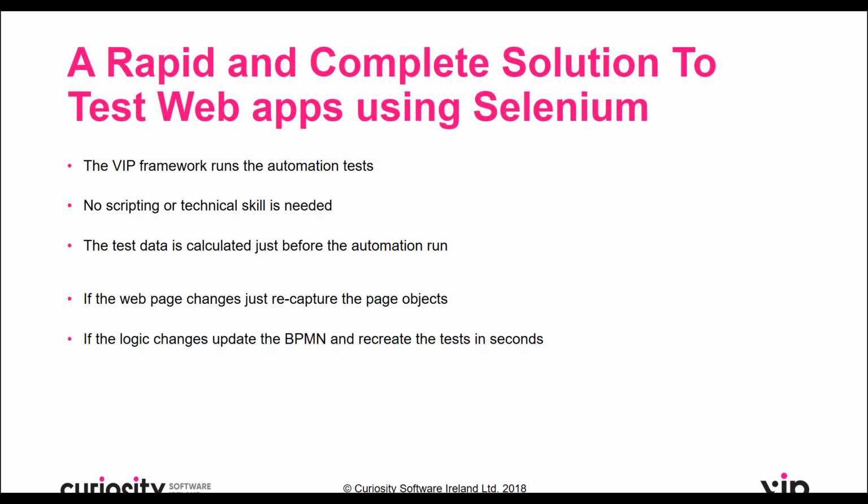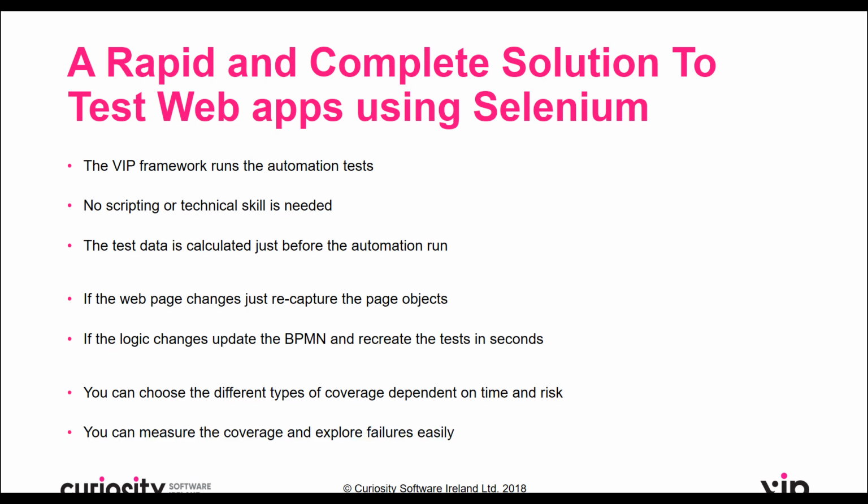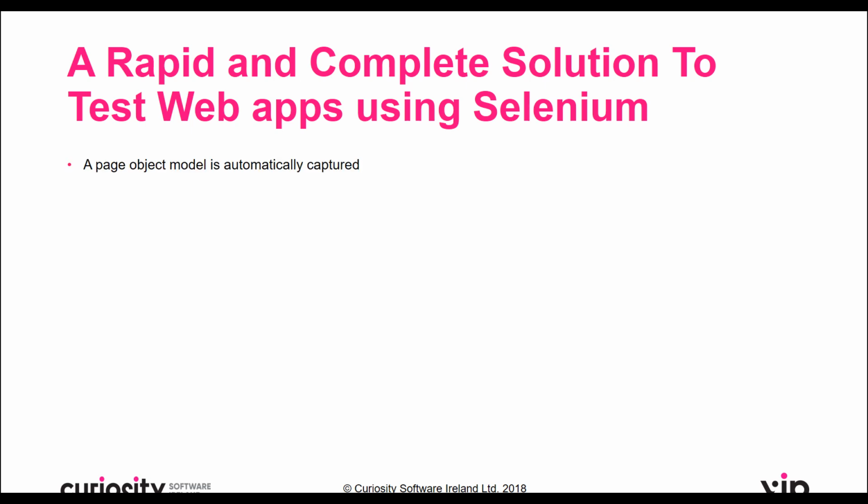And of course, if the logic changes, you update the business process model and recreate the tests in a few seconds. You can choose different types of coverage, in other words, the number of tests, dependent on time and risk. You can measure the coverage and explore failures easily. A page object module is automatically captured.